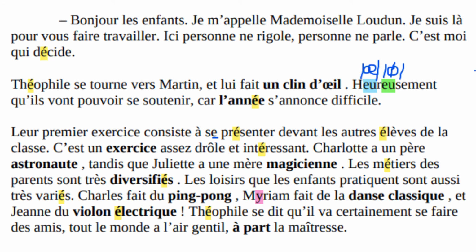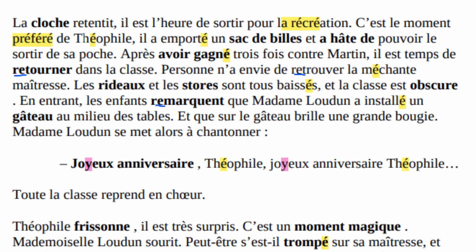Miriam fait de la danse classique et Jeanne du violon électrique. Can we hear the A sound? Électrique. Théophile se dit qu'il va certainement se faire des amis. Tout le monde a l'air gentil, à part la maîtresse. La cloche retentit. Il est l'heure de sortir pour la récréation. Can we hear the A sound there? Récréer. So there we have our accent aigu for récréation.